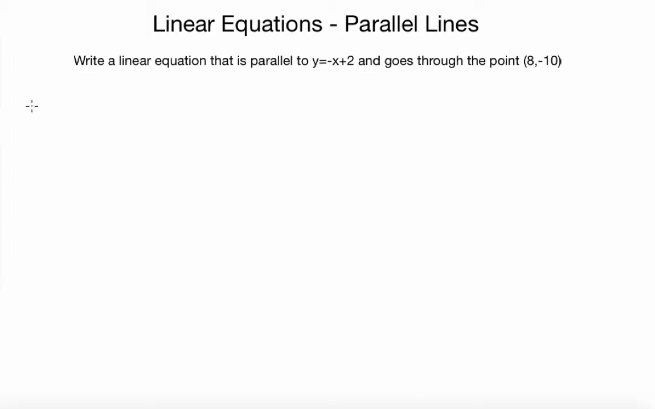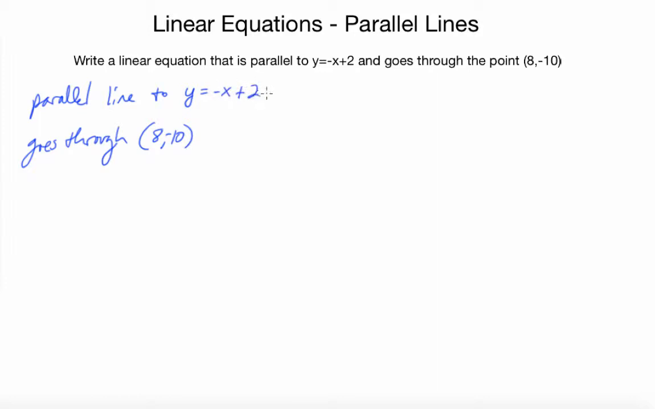We got to know it's parallel. So we need a parallel line and goes through the point 8, negative 10. So I got to satisfy both of those conditions. Parallel line to y equals negative x plus 2. And if it doesn't meet both of those conditions, then it's not the linear equation that I'm looking for. So let's start with the first one, a parallel line to y equals negative x plus 2.